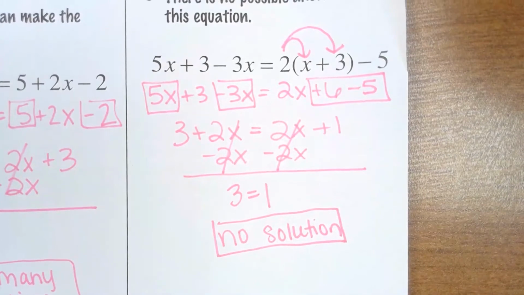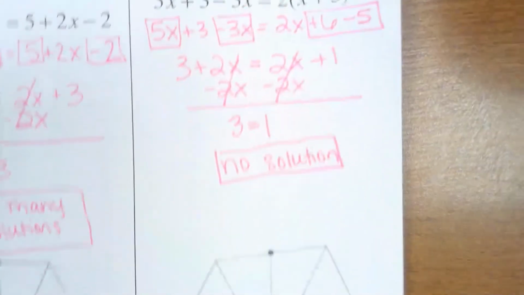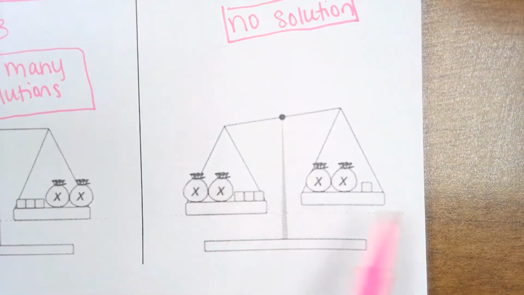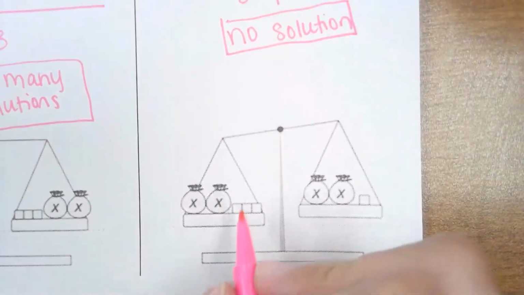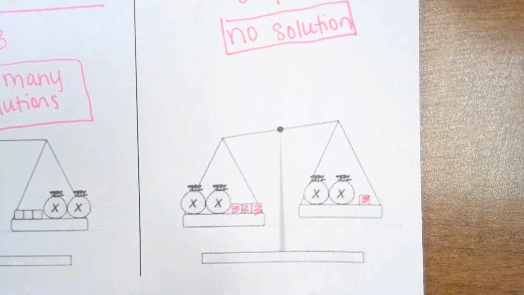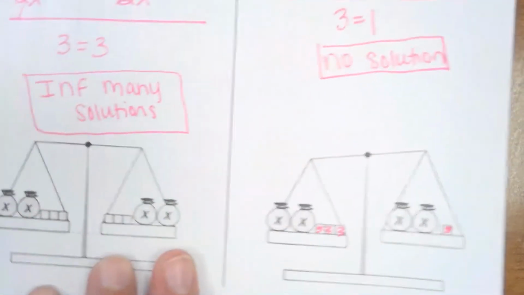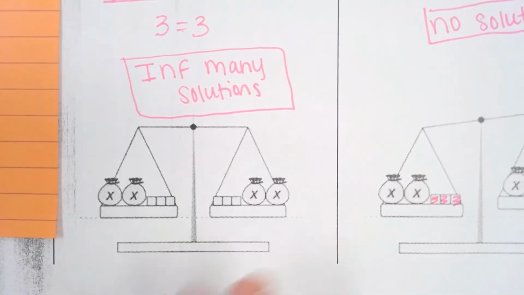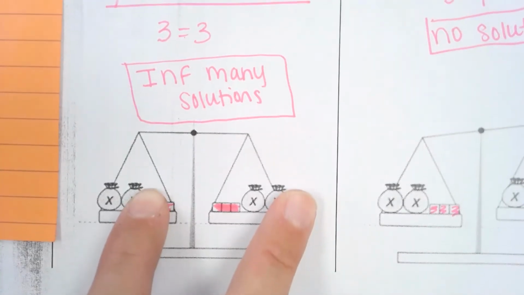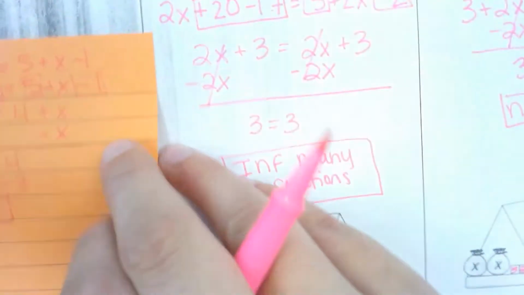Okay, and then at the bottom of this paper, I do like the diagrams that they give us. So if you get something with no solution, that means you don't have the same thing on both sides. Like our answer was 3 on the left and 1 on the right. So your scale is not even, so that means you have no solution. When you had infinitely many solutions, that means that you had the same thing on both sides. So we had 3 equals 3, and then 2 x's on both sides. So again, your scale was equal and they both equaled the same, so that means you have infinitely many solutions.